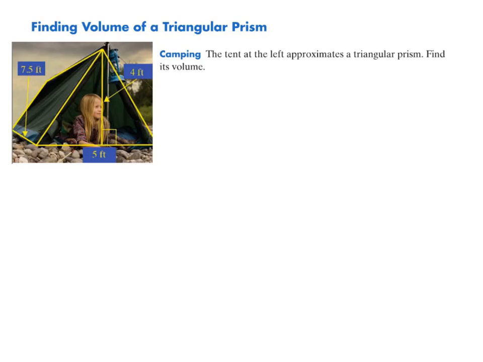The tent at the left approximates a triangular prism. Find its volume. Now, what is the shape of the prism? It's a triangular prism. That means the base is a triangle. If you observe here, the base is a triangle. So let us find the area of the triangle, which is capital B. What is the formula to find the area of a triangle? It's half base times height.